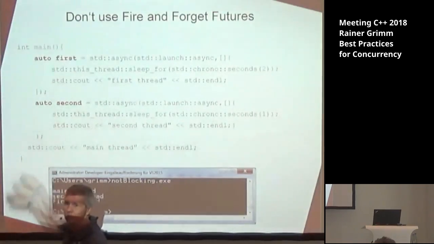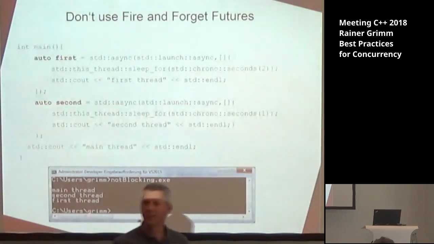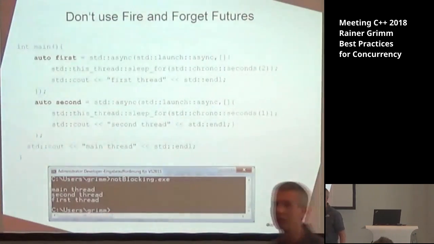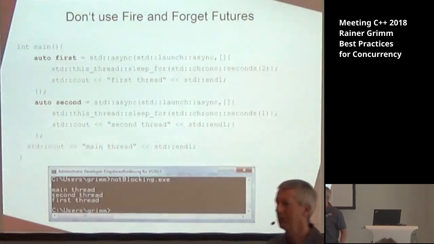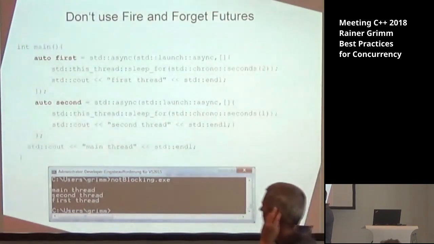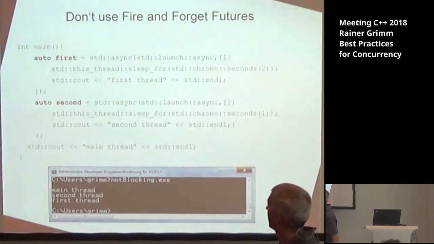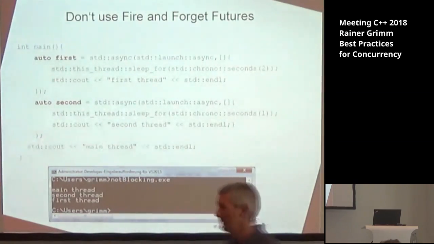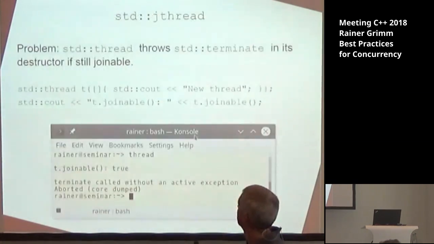and then the blocking point is here, at the end of the main scope, if first and second go out of scope. Okay. For me, this behavior is not so bad, but there are a lot of people who complain about blocking futures. At least you should know it.